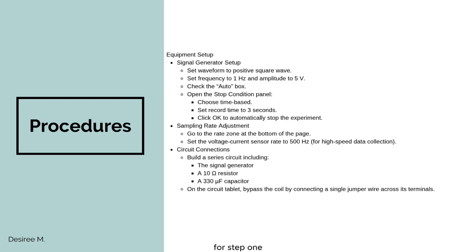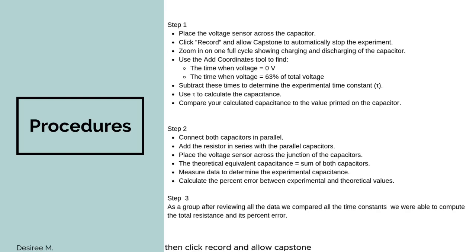For step 1, we had to place a voltage sensor across the capacitor. Then click record and allow Capstone to automatically stop the experiment.